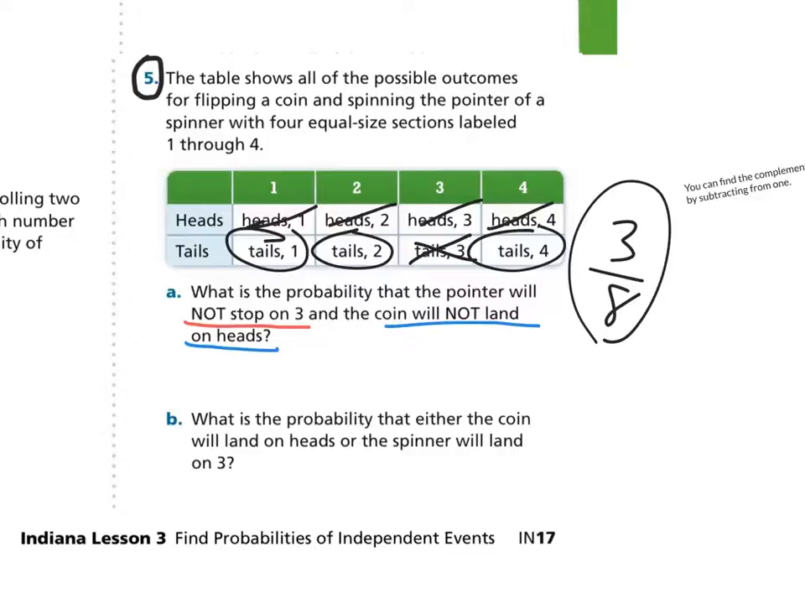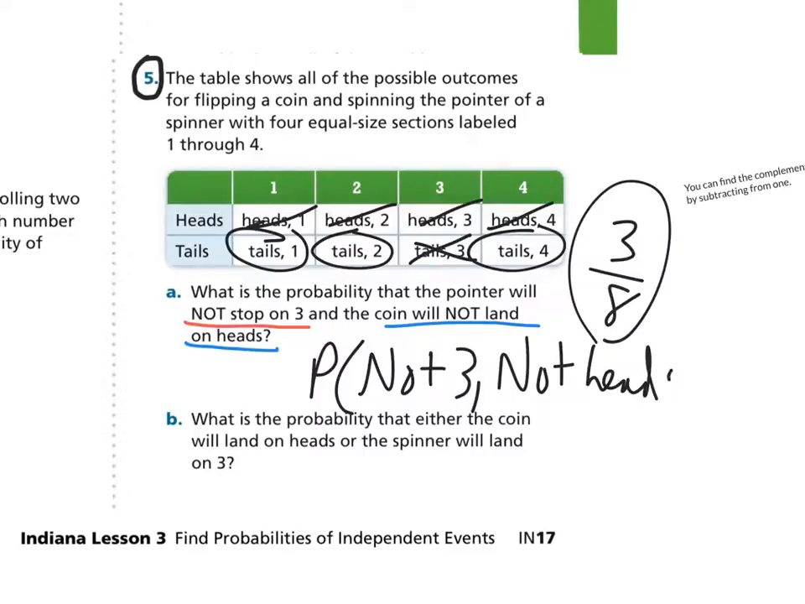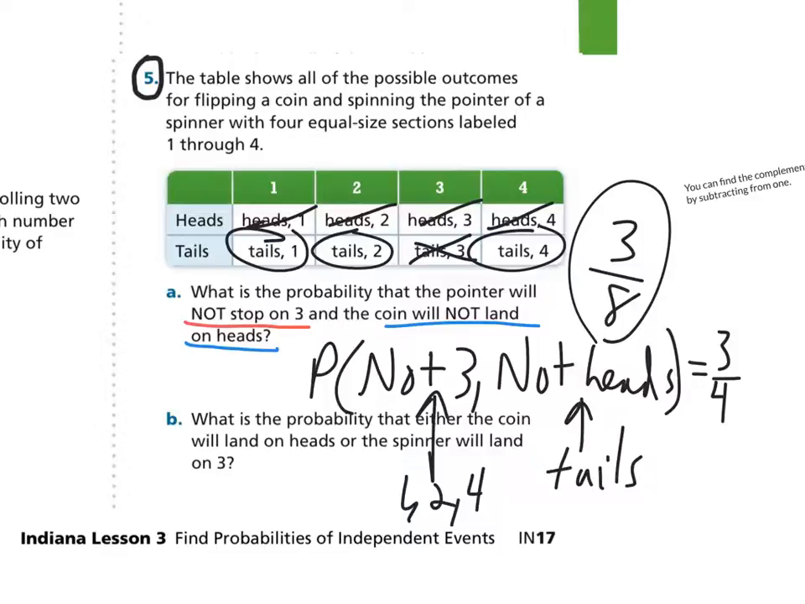Another way, if we didn't have this table already drawn, we could look at, again, the probability of not 3 and not heads. So not 3, it could be 1, 2, or 4. That's 3 options out of 4 numbers. Not heads would mean tails, and we know the chance of tails is 1/2. And then we could just multiply 3/4 times 1/2, which is 3/8.